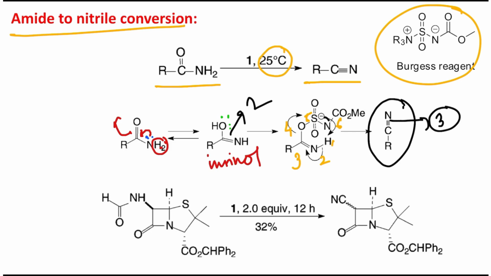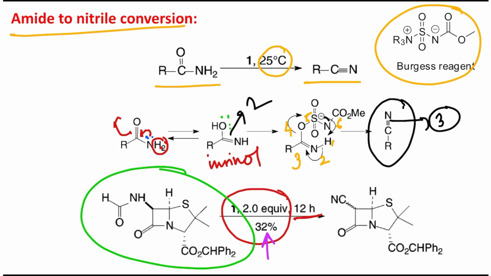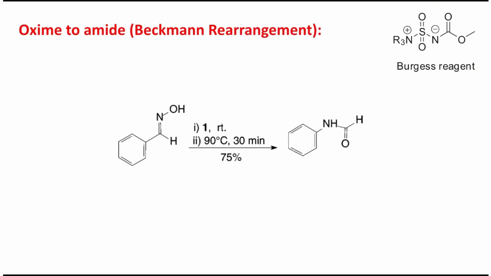Not only that, a similar example, if you look at it, this is actually another amide. Through a similar process of reaction, 1.2 equivalent of this and 2 equivalent of this reagent are required, and 12 hours. Now you will say that's only 32%, is it that important? Student, look at this moiety. This is a penicillin derivative. For such biomolecules, such kind of selective conversion is important. So in this way this medicine could be prepared. Now another example is oxime to amide.